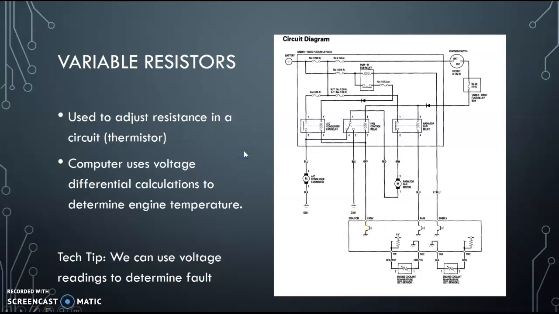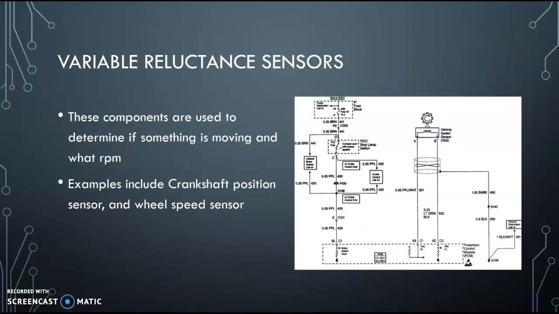All right, let's see here. So then we have variable reluctance sensors. Like I said, they are also known as vehicle speed sensors, VRS sensors. They're used for crankshaft sensors. These components are used to determine if something's moving and at what RPM it's moving. Again, crankshaft position sensor, wheel speed sensor, these are really common spots to put these 2-wire reluctance sensors.